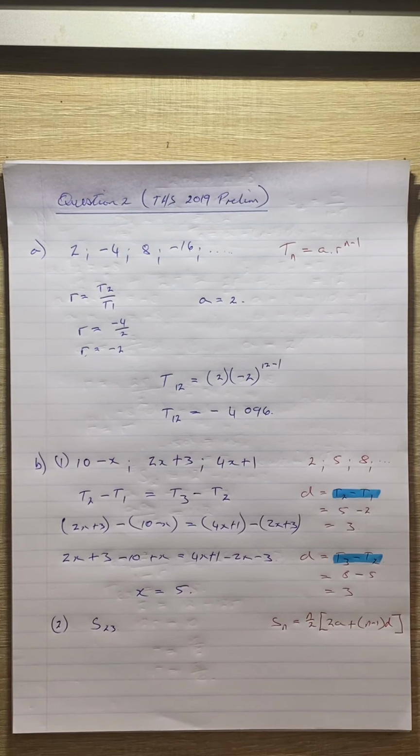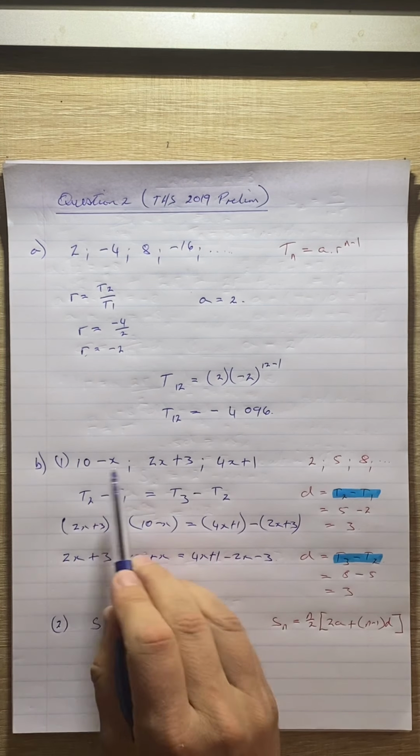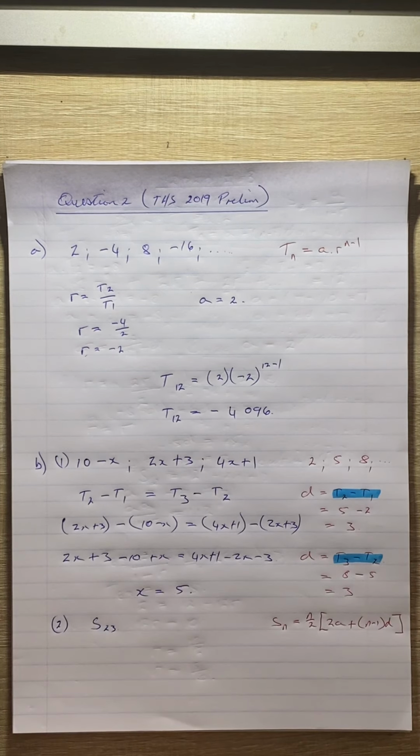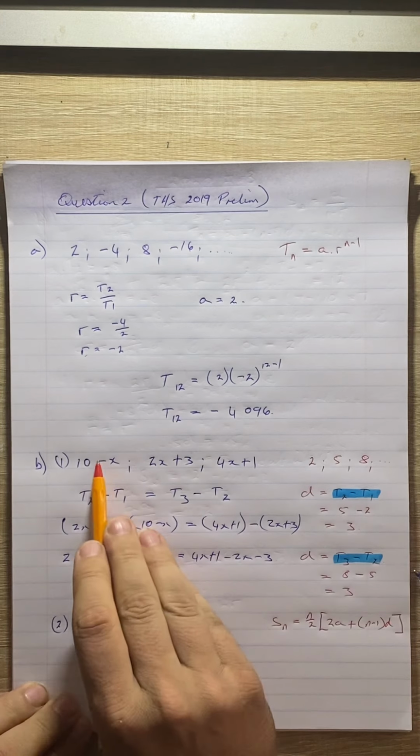So I'm just going to substitute everything in here. But before I do that, I actually have to find out what our actual sequence is. In order to find that, I just substitute my x in here. So our first term would be 5.